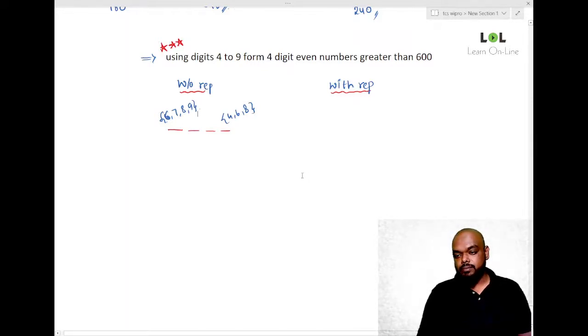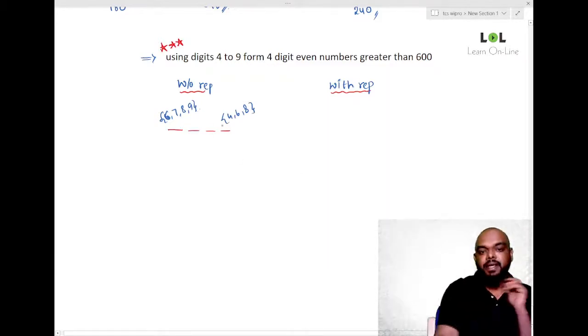Even condition. Kusuma says even and Chandana says even condition. Okay, let us see what happens if I start from here. I can fill it in 3 ways. Now, I have 4, 6, 8. I could have used any one digit there. Here people think it is 4 ways, and that's the mistake.